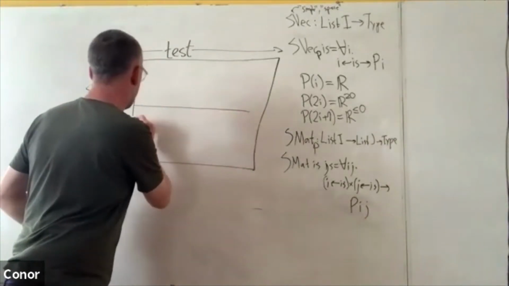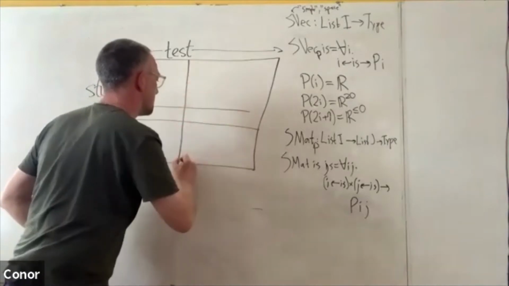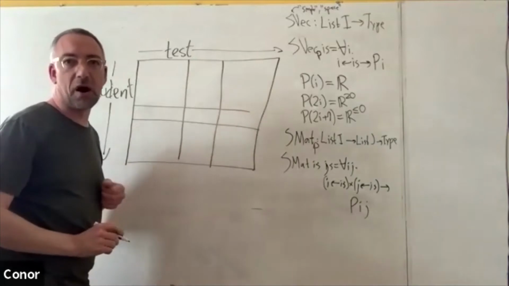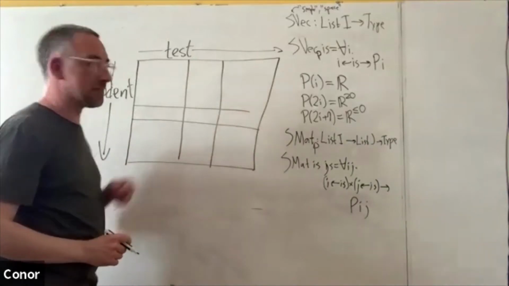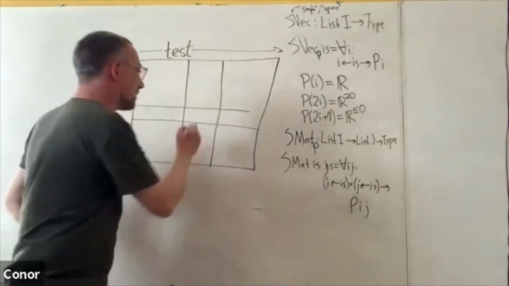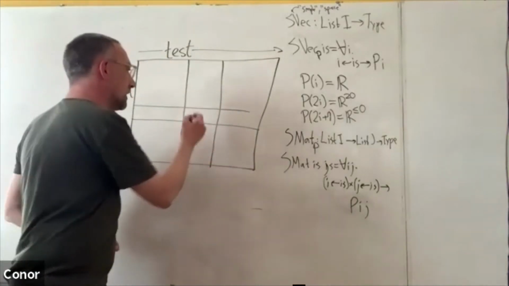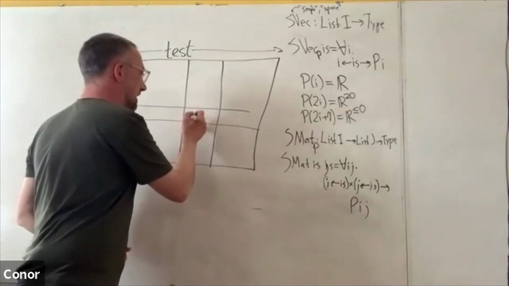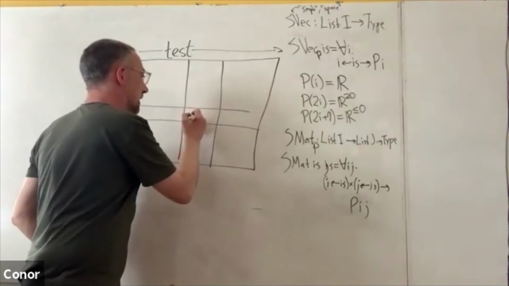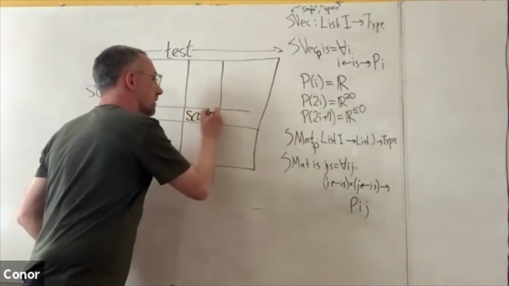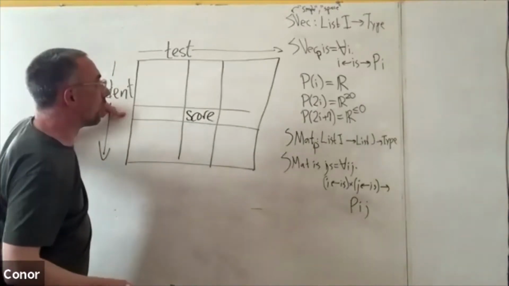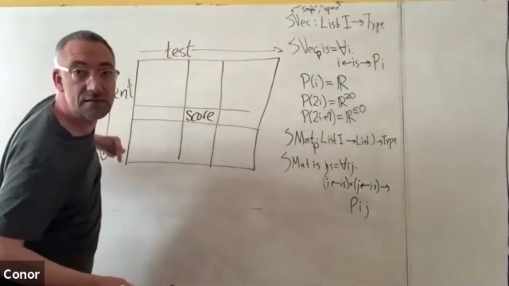Well, that's the whole point, is that the rows all pertain to a particular individual student, and the columns all pertain to a particular individual test. And what goes here pertains to a particular combination of a student and a test. So this is a score, but it's not just any score. It's this student's score in this test.